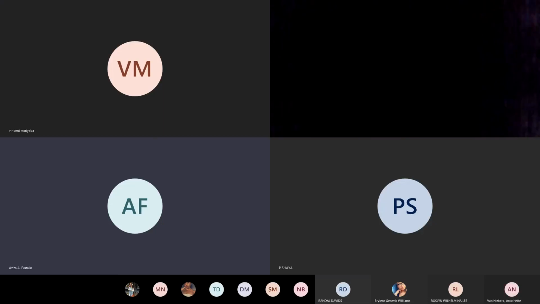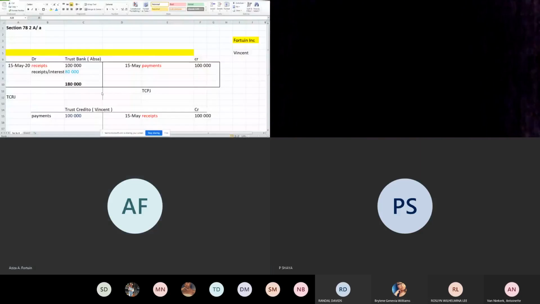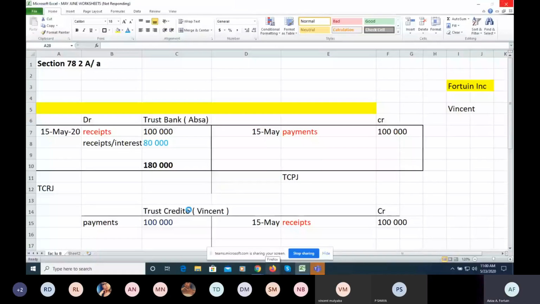Thursday when the line was so bad. I just want to get that spreadsheet out again. Give me 1 second. Okay. So this was the spreadsheet. Okay, let me just explain to you.